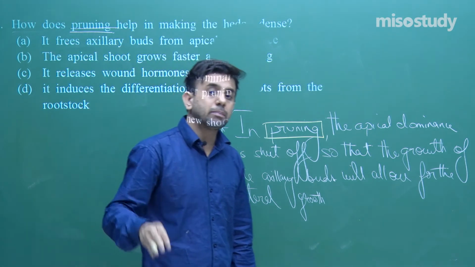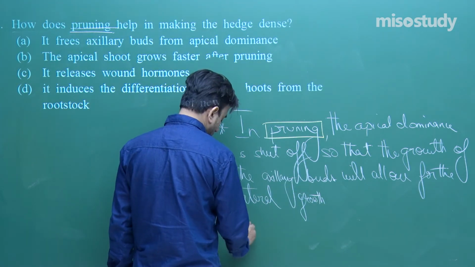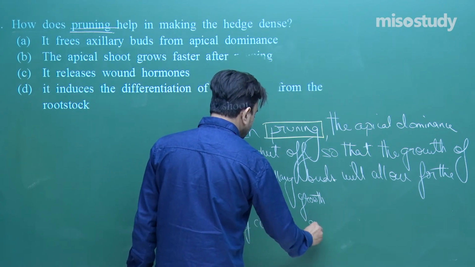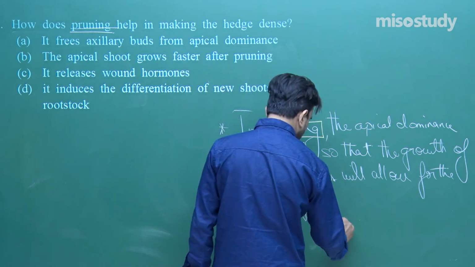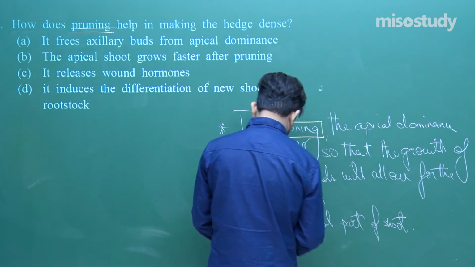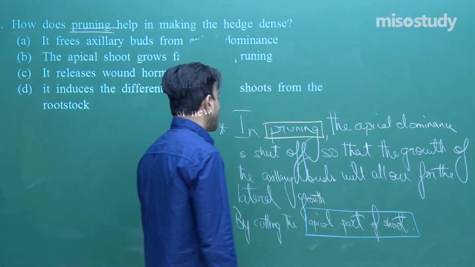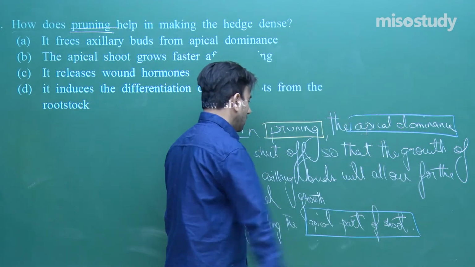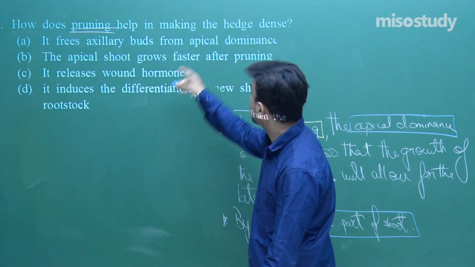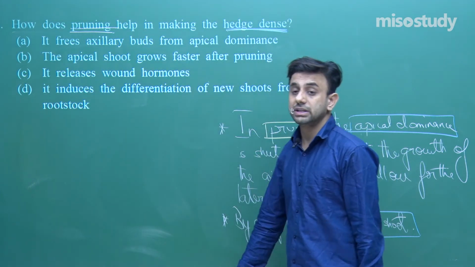So in pruning what we see is that the apical dominance is shut off, and how is it shut off? By cutting or removing the apical part of the shoot. So in pruning, the apical dominance is shut off so that the growth of the axillary buds will allow for the lateral growth, and when there is lateral growth, that will result in dense hedges, right.